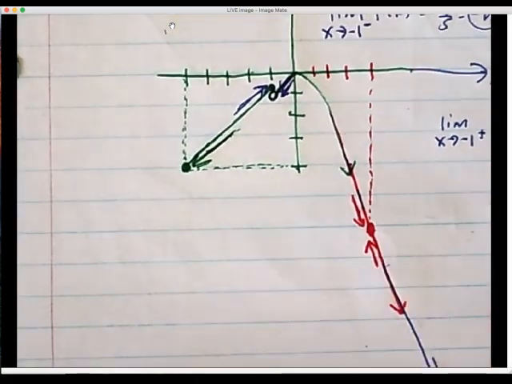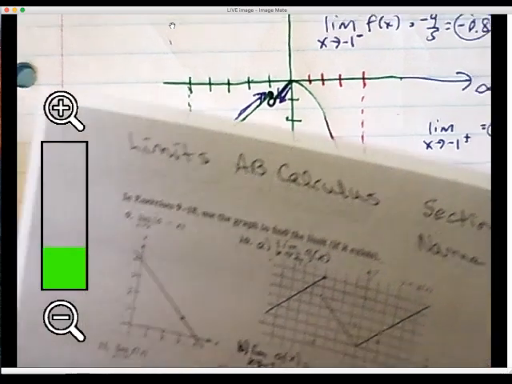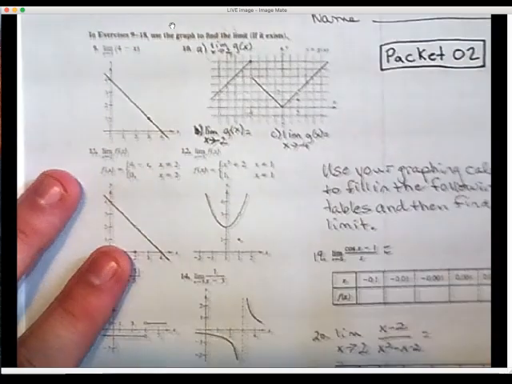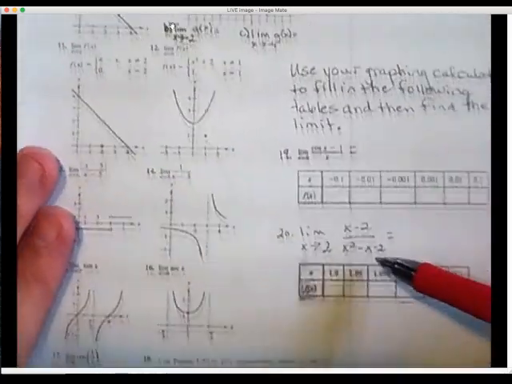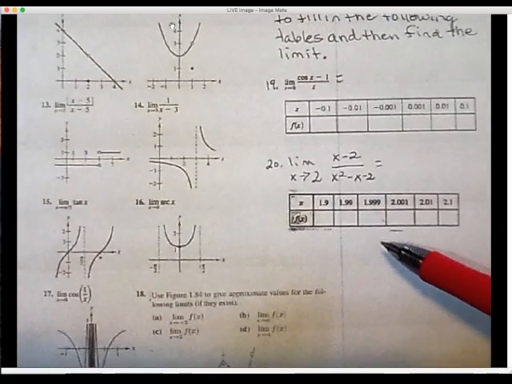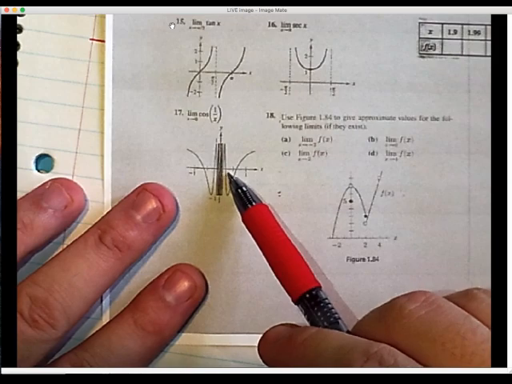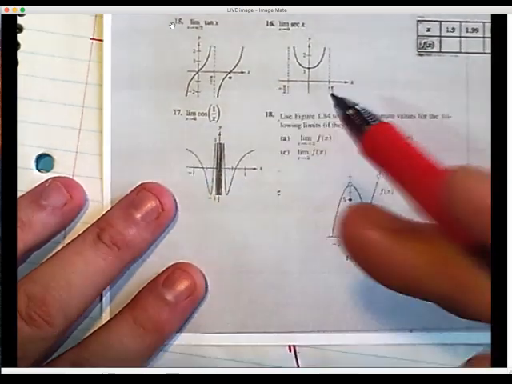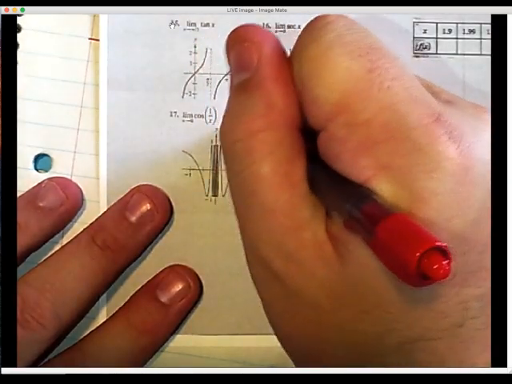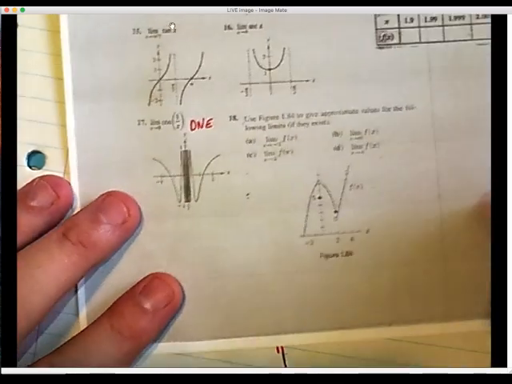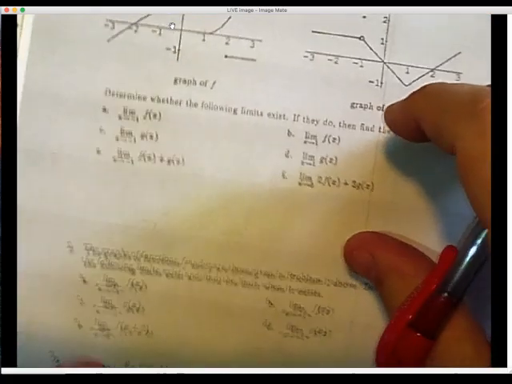There is a packet for this homework, or for this lesson, excuse me. On the front page of the homework, you're just going to evaluate limits graphically. Then you have some tables to fill out. This is just to build some practice. Here's another graph where it's flipping out. When it flips out in between, that one's going to be easy. That's just going to be a DNE.